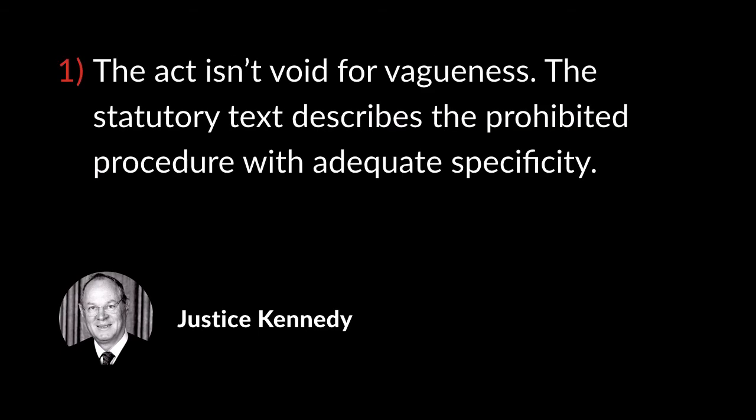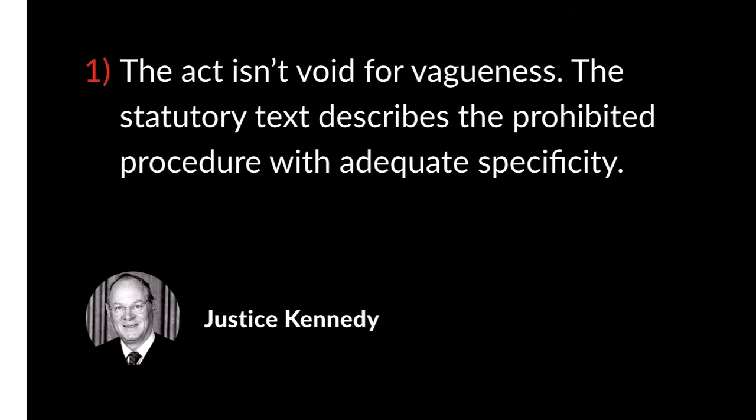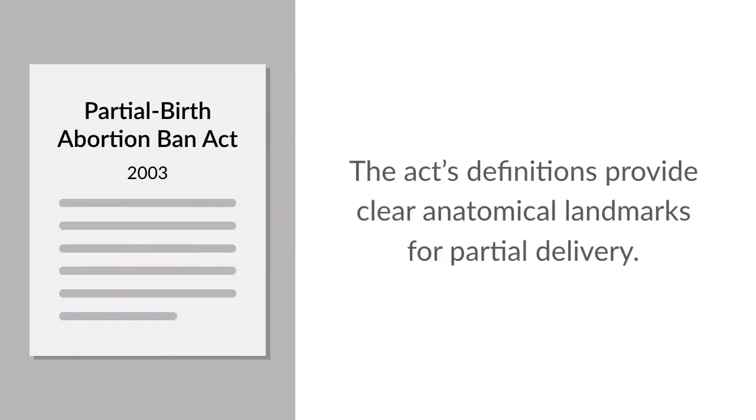On the vagueness argument, the court reasoned that the statute described the prohibited procedure with adequate specificity. In defining partial birth abortion, the act provided anatomical landmarks for partial delivery. These guidelines were sufficiently clear to inform physicians of what was and wasn't legal under the act.